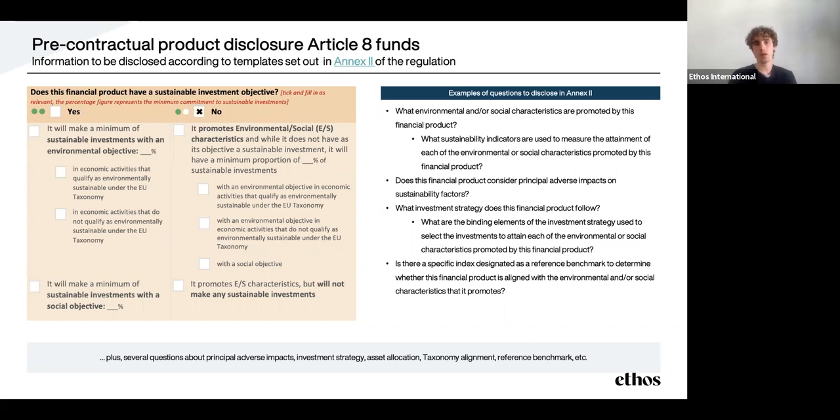So in the right panel, the yellow box, you also have to disclose what types of environmental objectives these are. Are those environmental objectives aligned with the taxonomy? Do you maybe have social objectives that you're tracking instead? If there is a percentage of the fund that is made in sustainable investments. If it only promotes E/S characteristics but will not make any sustainable investments, you would just tick the box at the bottom right corner there.